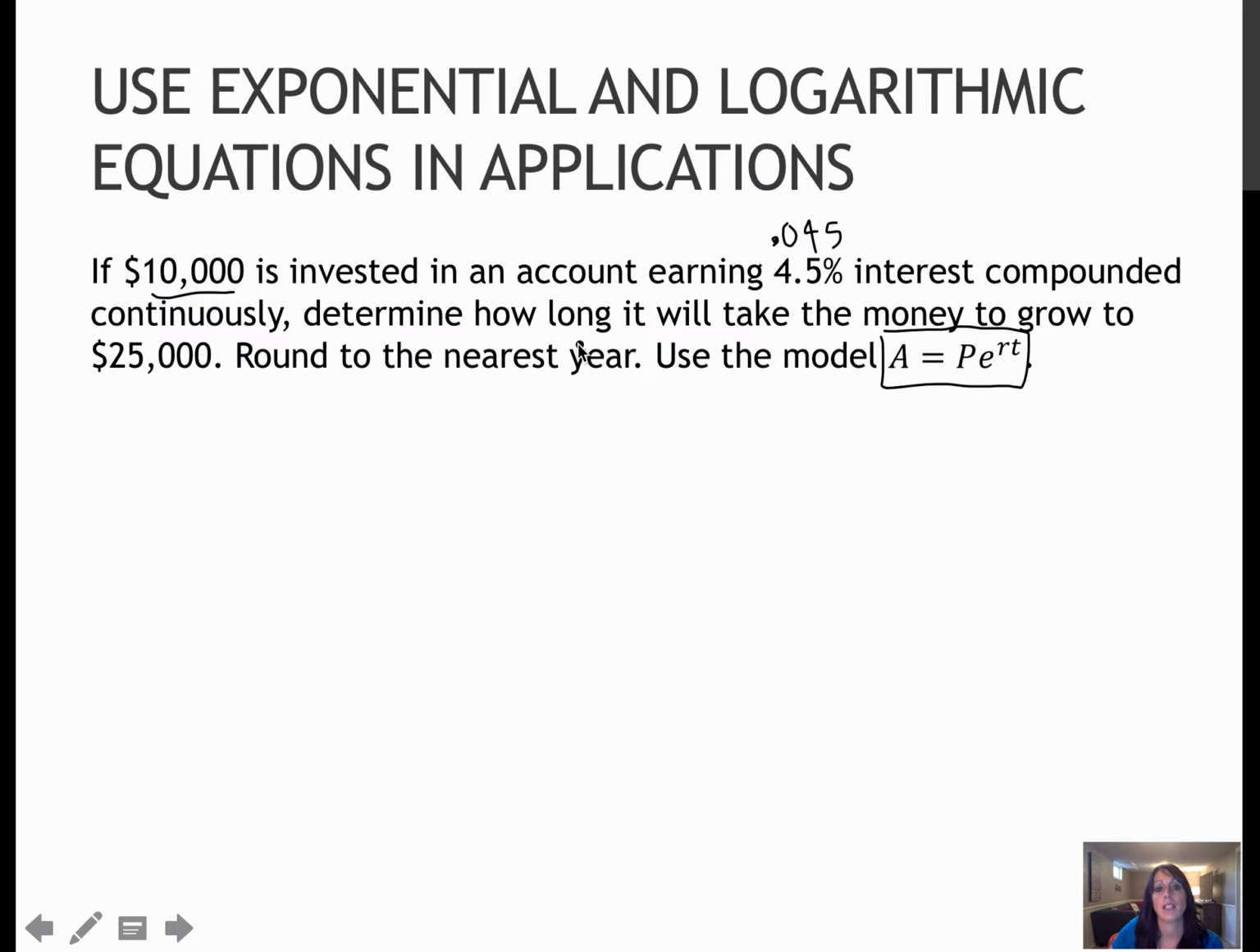And in this case, though, this is a little different. We haven't done this yet. We're trying to solve for T. They're asking how long will it take the money to grow to 25,000. So we have used this function before, but we haven't used it in this way. So I'm asking for when the accumulated amount will be $25,000. My principal is $10,000. E to the RT, so R is 0.045.